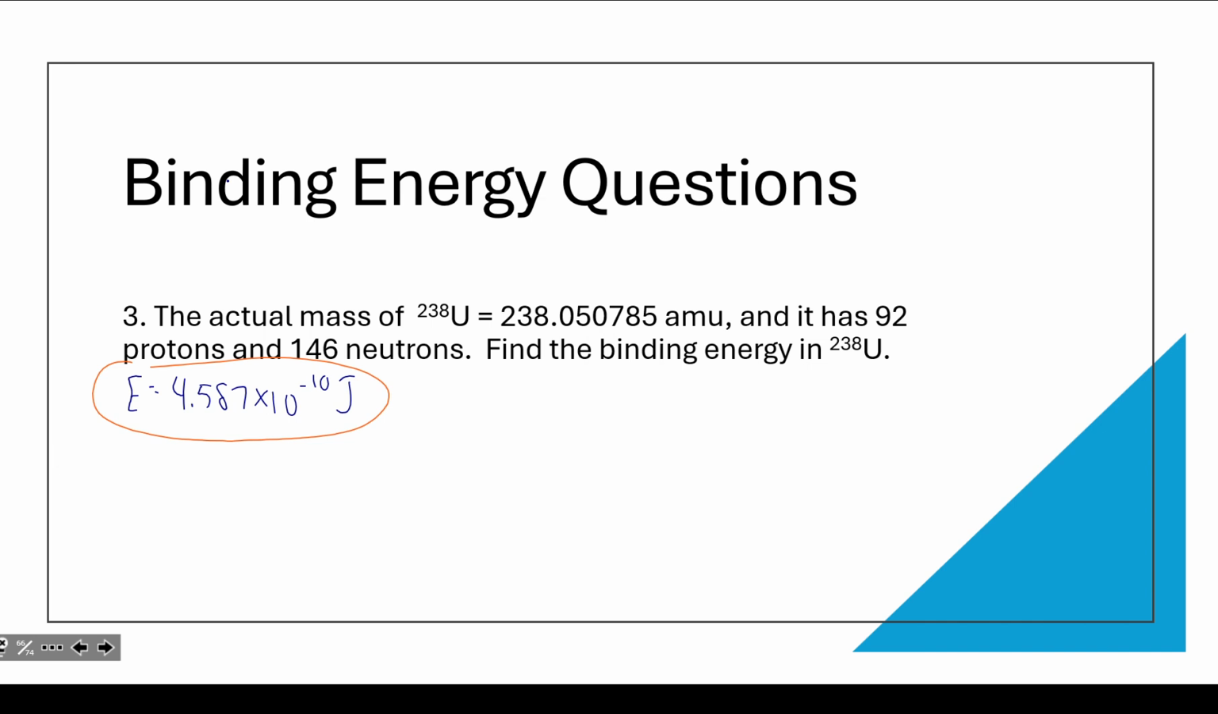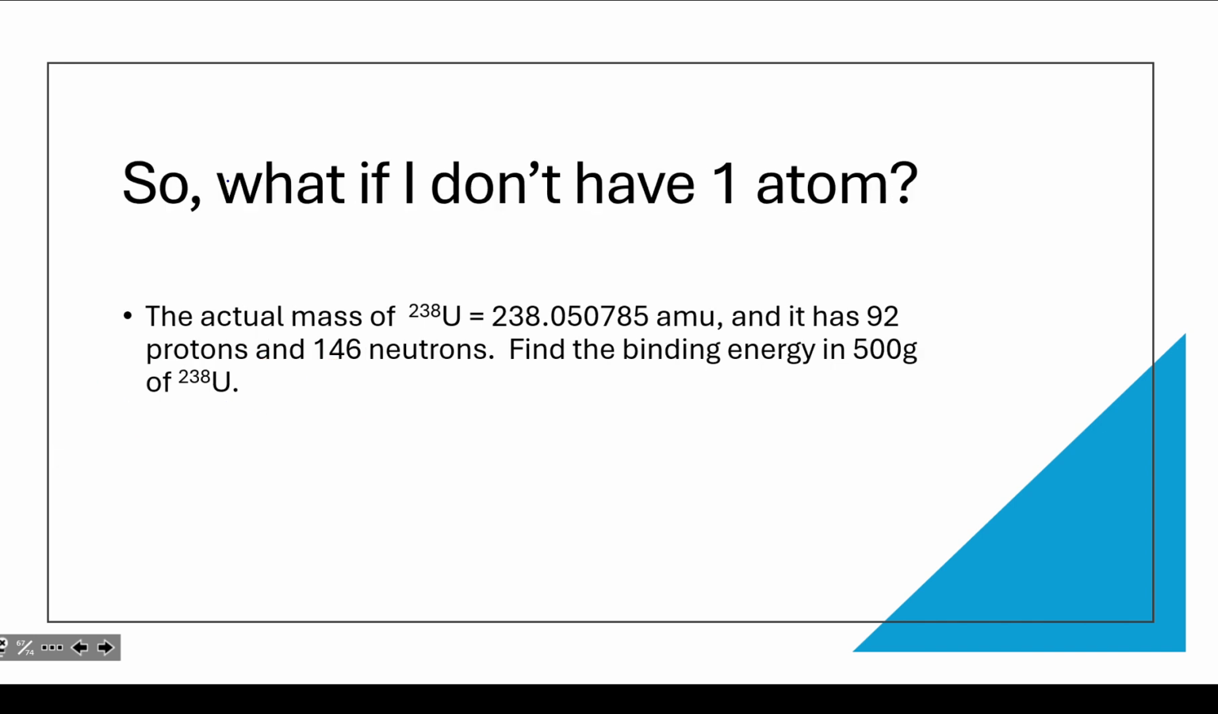All right. But what if I don't just have a single atom? So, continuing the example from last time, I found that I had a binding energy of 4.587 times 10 to the negative 10 joules per atom, but I have 500 grams, half a kilogram, of uranium. How much energy is that? So we have to convert that into numbers of atoms. We're going to go all the way back to chemistry here. And don't worry, this is the most chemistry that we're really going to do.